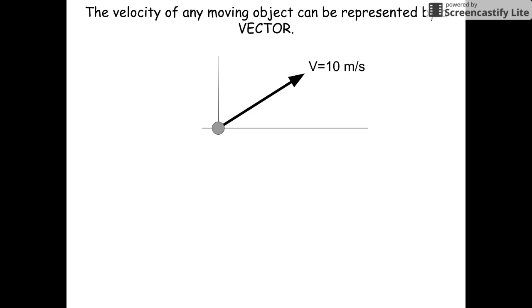So let's start off with the idea that the velocity of any moving object can be represented by a vector. So we have here a picture of a ball or some type of an object which is moving with a velocity of 10 meters per second. If this is on a map, you could say that the ball was moving northeast. And you know that because that arrow represents the direction of the velocity of the object. The length of that arrow, of course, represents the actual magnitude of the velocity. And by now, I hope that you know that magnitude really is another word for size. So the magnitude of that vector is 10 meters per second.